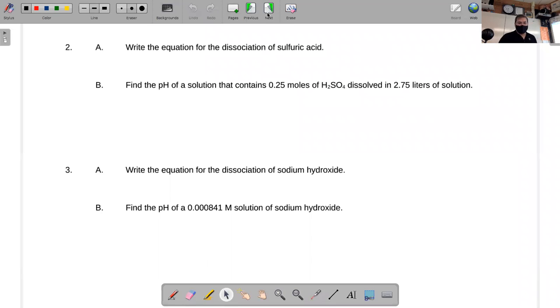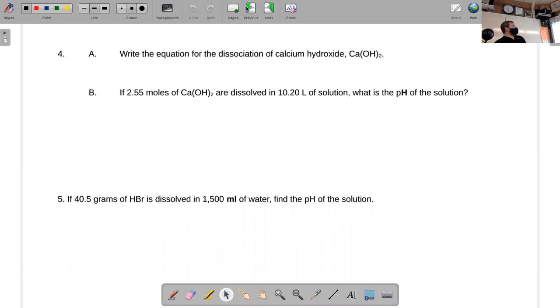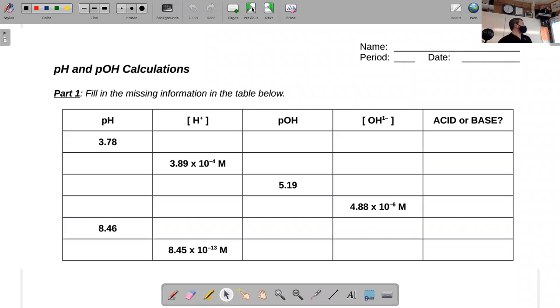And then there's some writing dissociation reactions and calculating pHs based upon concentrations for a couple other acids and bases. And then there's a lab, and your job in the lab is to figure out what the approximate pH is with different concentrations of different unknowns, and those unknowns are on the lab tables. So anyway, there's some things to know all the time about relating pH, hydrogen, hydroxide.